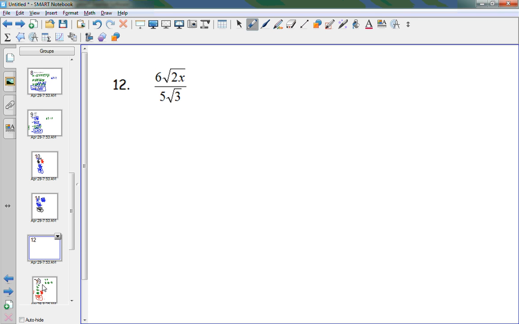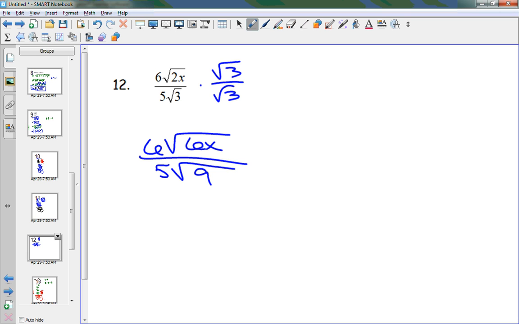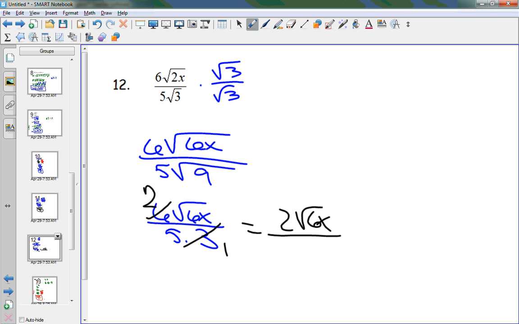I have to rationalize the bottom, which means I've got to get rid of the radical. In order for me to do that, how many 3's do I currently have in this? 1. How many more do I need? 1 more. So I'm going to multiply by the square root of 3 over the square root of 3. So let's marry the top radicals, and what's that give me? 6 square root of 6x over 5 square root of 9. 3 times 3 is 9, correct? What is the square root of 9? 3. So I have 6 square root of 6x all over 5 times 3. What happens with your 6 and your 3? We got a little canceling going on, right? This 6 becomes a 2, and this 3 becomes a 1, to give me 2 square root of 6x all over 5.